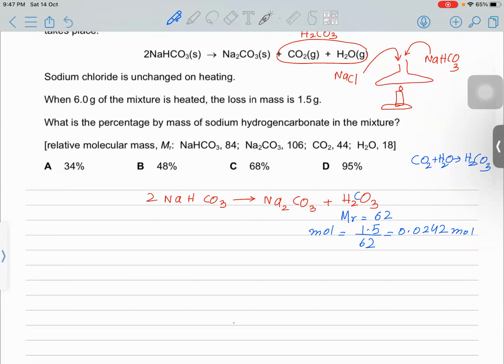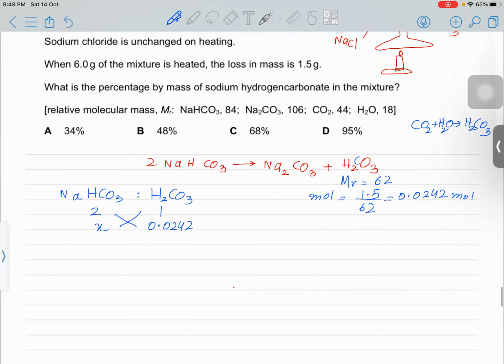So now use the mole ratio of this to find the mass of NaHCO3. The ratio is 2:1. Here you have 0.0242. Now find the value of sodium hydrogen carbonate. Sir, 0.0484. 0.0484 gram. Sorry, mole. Moles.